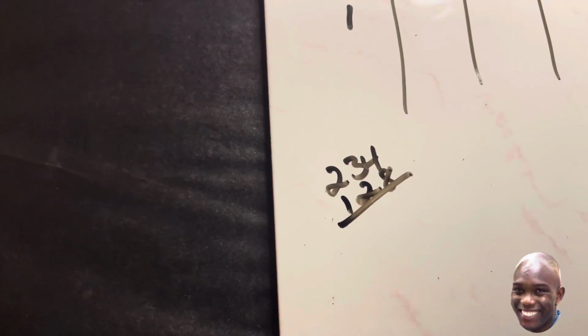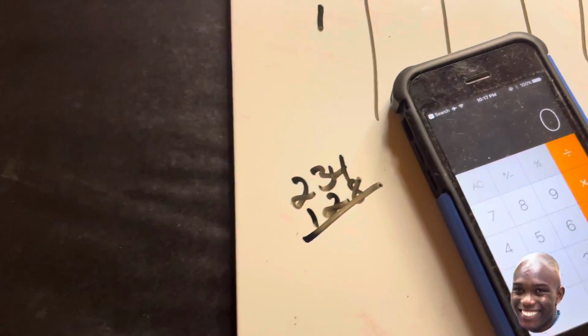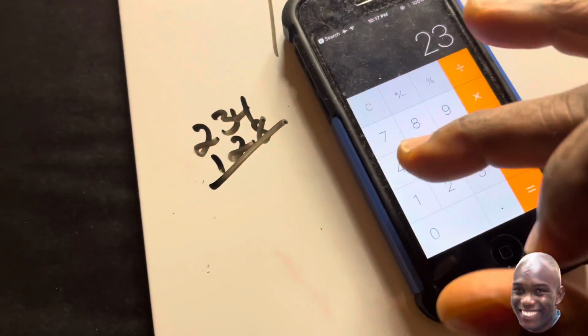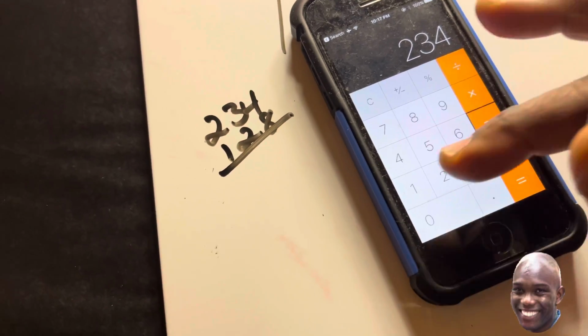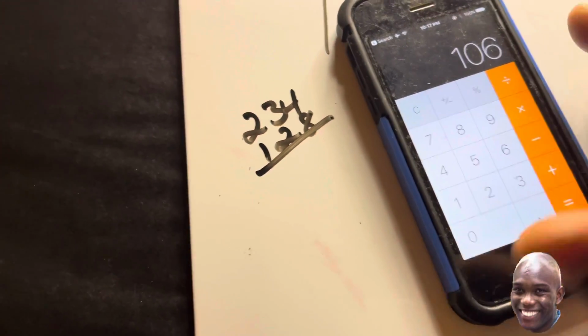Of course, you have to show all this working. So I'm going to take my calculator here as quick as possible, and I'm going to put 234 and minus 128 from it. All right, so I end up with 106.